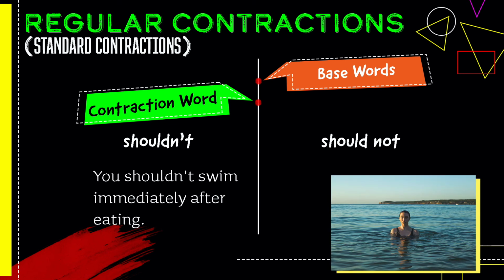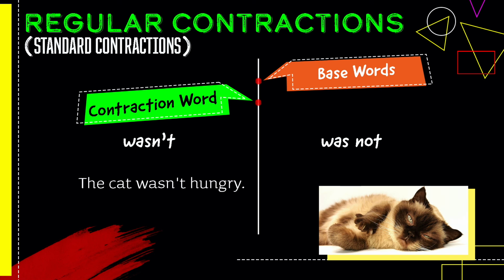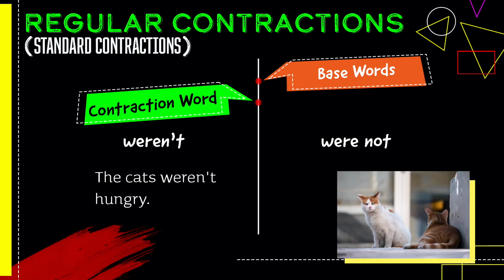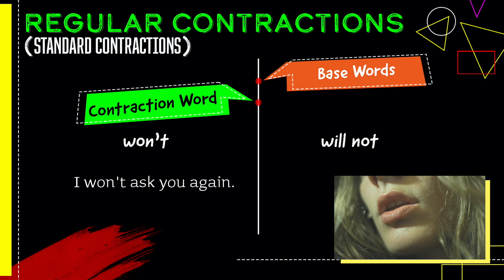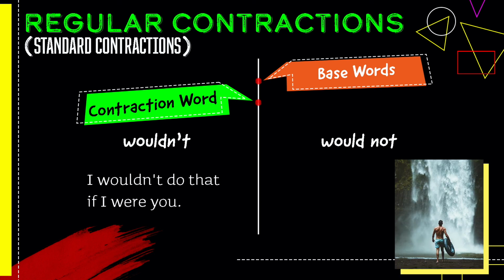Should not, shouldn't. You shouldn't swim immediately after eating. Was not, wasn't. The cat wasn't hungry. Were not, weren't. The cats weren't hungry. Will not, won't. I won't ask you again. Would not, wouldn't. I wouldn't do that if I were you.